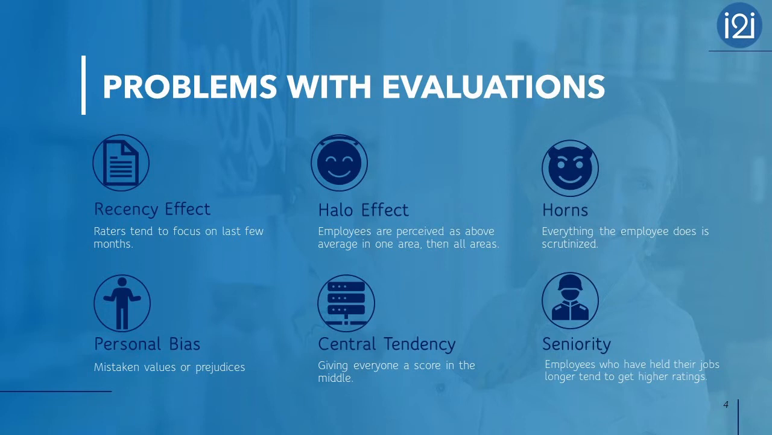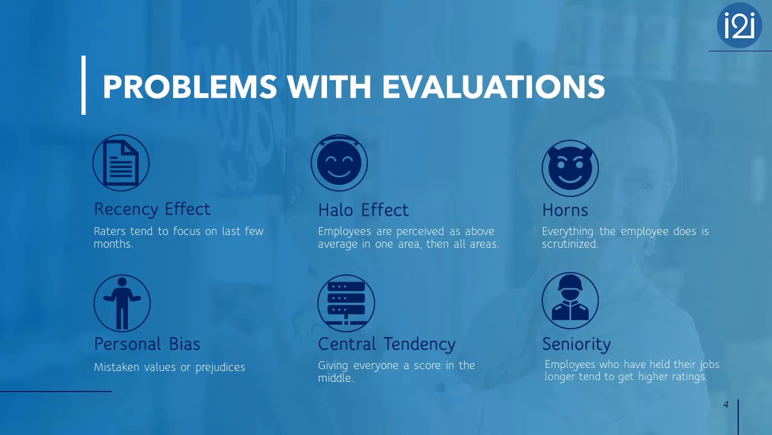The halo effect. Researchers have long reported on the halo effect, the fact that employees who are perceived as above average in one trait earn higher ratings in other facets of their performance as well. The opposite is the horns effect, where everything the employee does is scrutinized if the manager or supervisor has a negative impression of the employee.